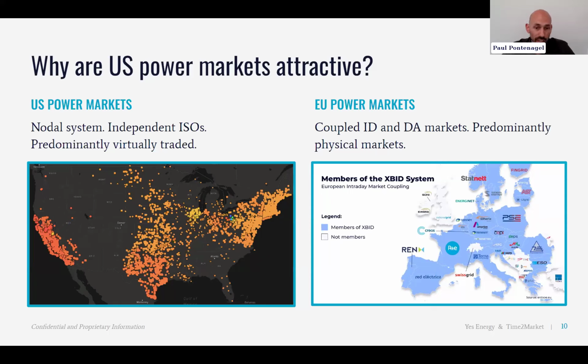The financial trading on the ISOs is, as the name suggests, virtual, it's financial, you don't have the physical effect as such. And there is already a huge difference compared to the European power markets, which are shown on the right side here. European power markets are basically divided in country areas where some countries have different price zones, but typically there is about one TSO per market.